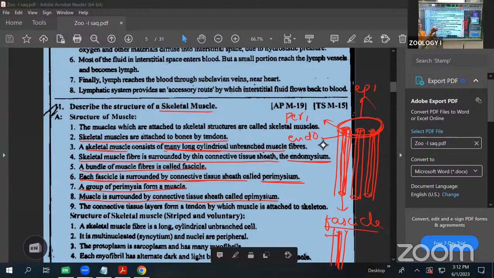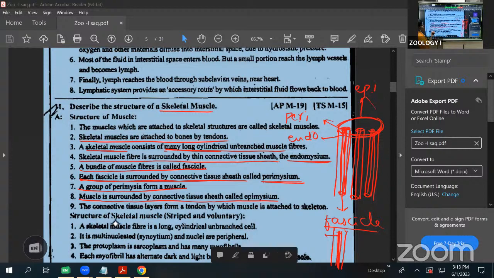The fiber is surrounded by a membrane called the endomysium. All the fibers combine and form a bundle that is covered by the perimysium. All the bundles are covered by one membrane that we call the epimysium. Like this, inside of the muscle, three layers are present.